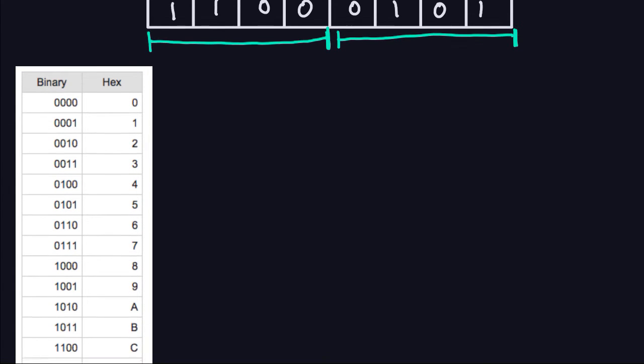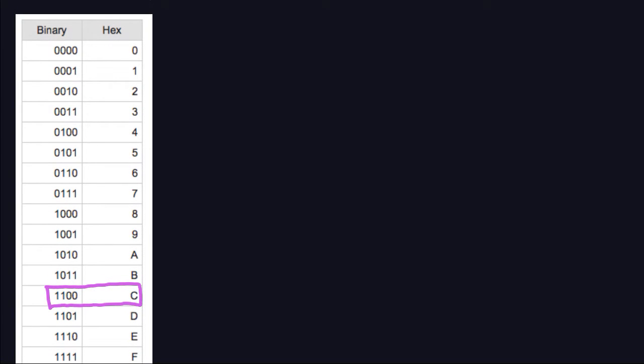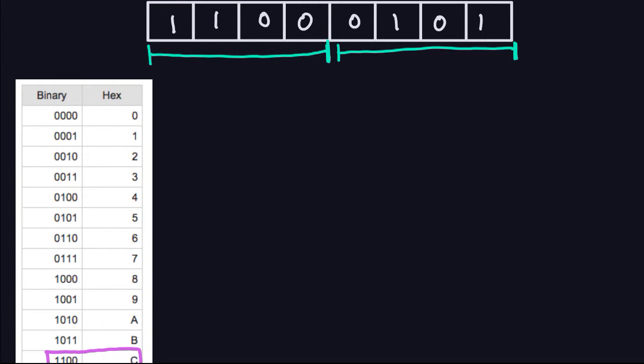So let's see that. 1, 1, 0, 0. 1, 1, 0, 0 is right here. I'm going to mark that down with some color. So 1, 1, 0, 0. And that is represented by C, by the hexadecimal digit C. So that's going to be a C. The first 4 bits are represented by C.